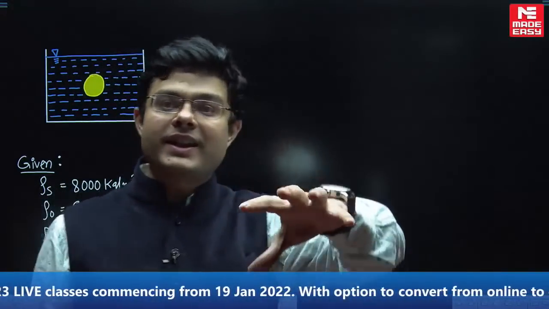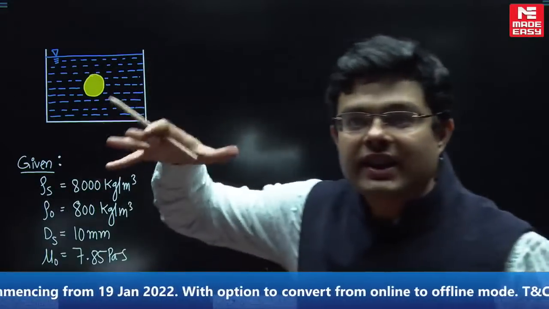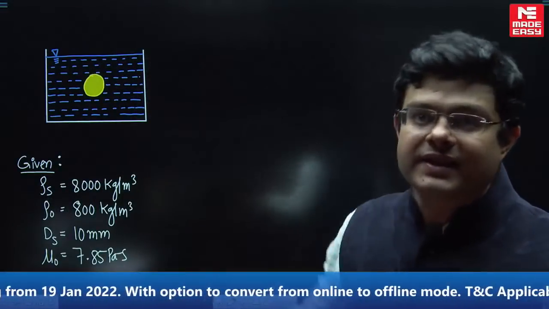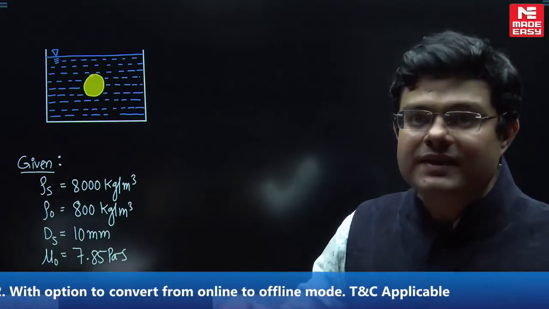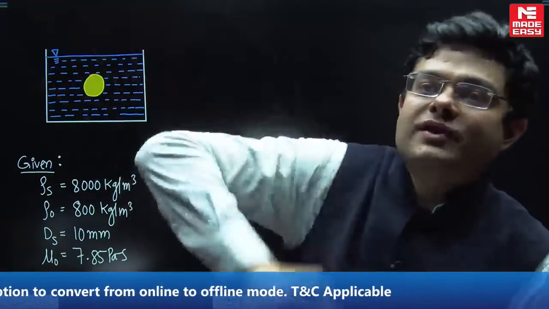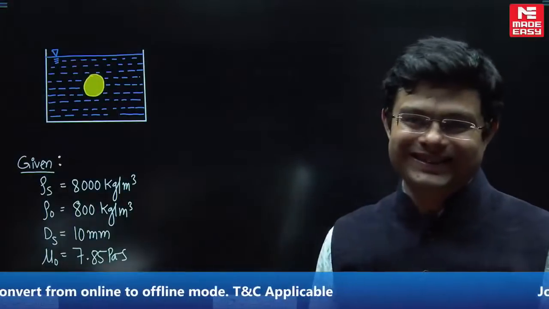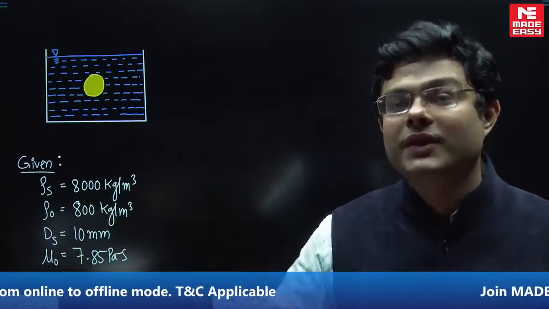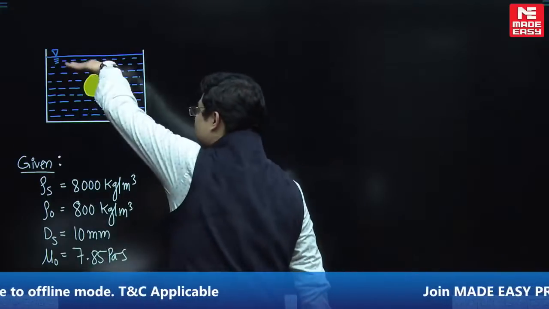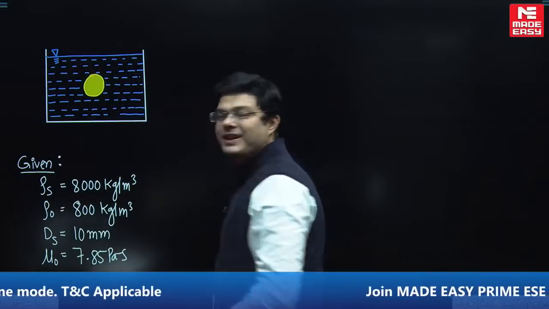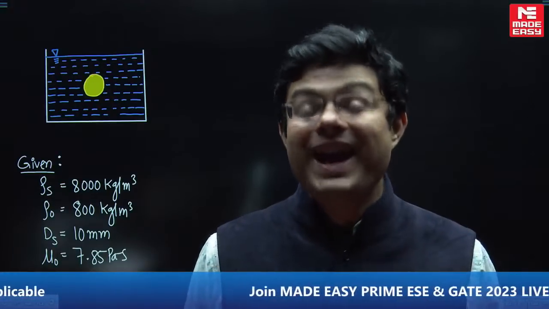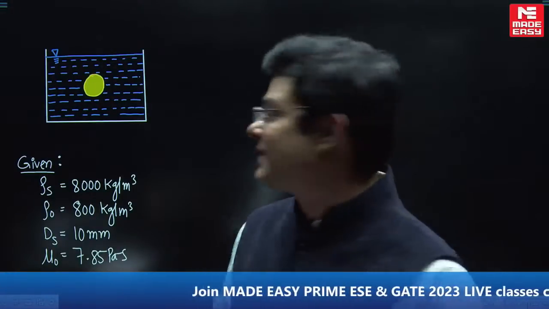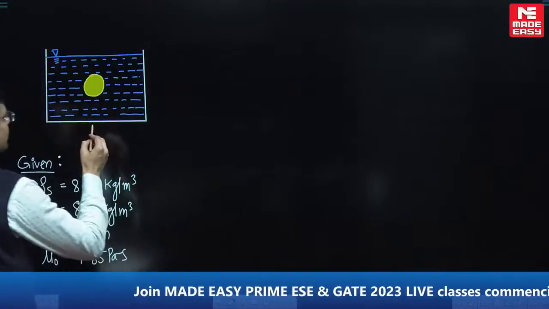Now, what is terminal velocity? When you release the sphere, initially it is going to settle down at a faster rate. But after some time the forces on the sphere will balance out. Once the forces on the sphere get balanced out, it is going to come down at a constant speed, my dear students, and that velocity will be called terminal velocity.